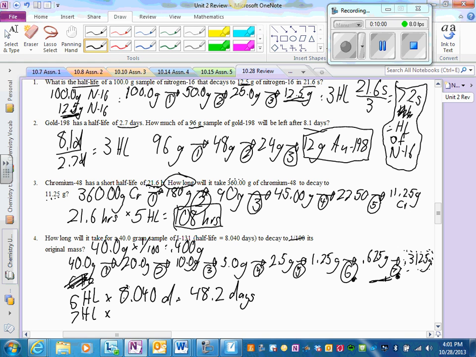7 half-lives times 8.040 days. Put that in, and you end up getting 56.3 days. So somewhere in between these two times, it crossed from being 0.625 grams down to 0.3125 grams, which is under 1/100th of the original amount. And so that is as precise as we are going to get in this unit.